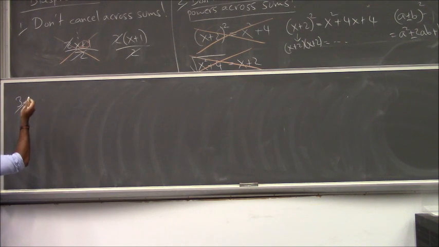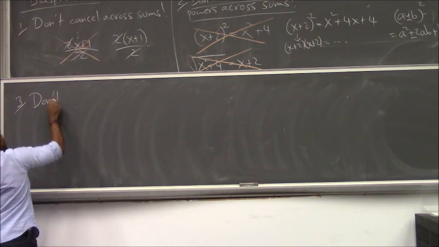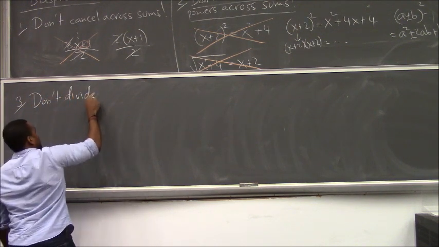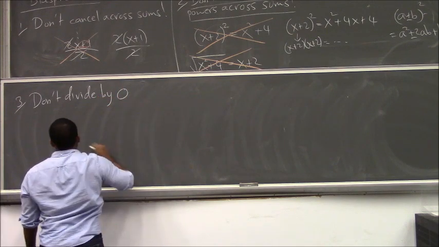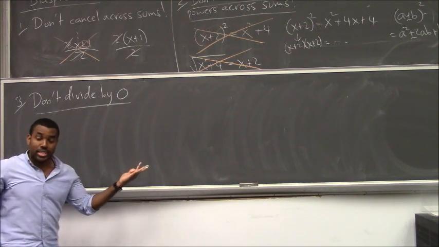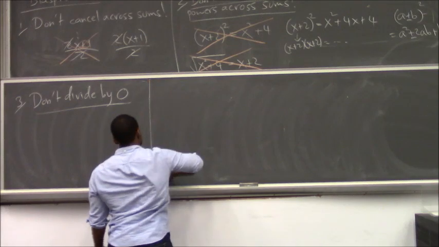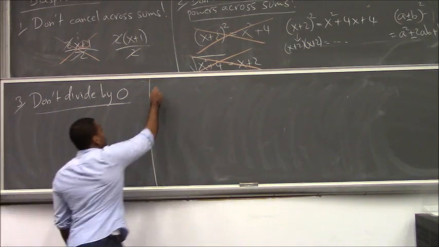3. Don't divide by 0. I know, I've seen it happen, so I just want to mention that. 4, use your parentheses.